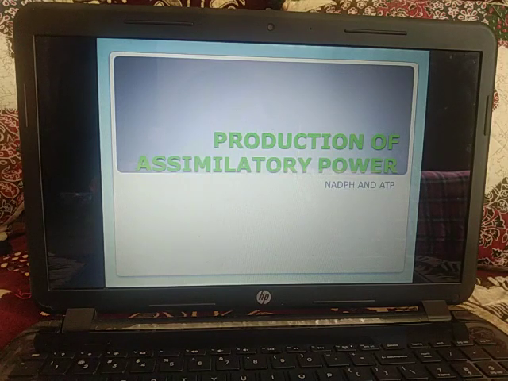So the ATP is synthesized by photophosphorylation, that is phosphorylation of ADP. The addition of a phosphate ion to ADP, adenosine diphosphate, converts it into ATP. This process is called photophosphorylation, and this is non-cyclic.